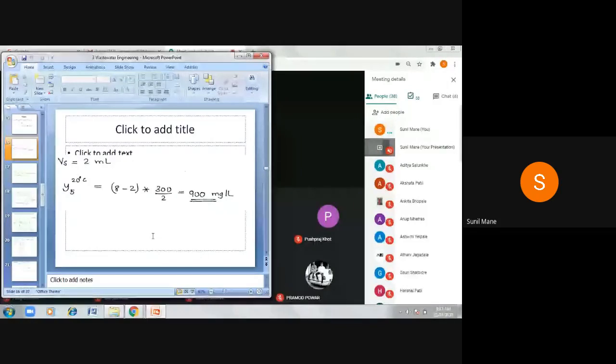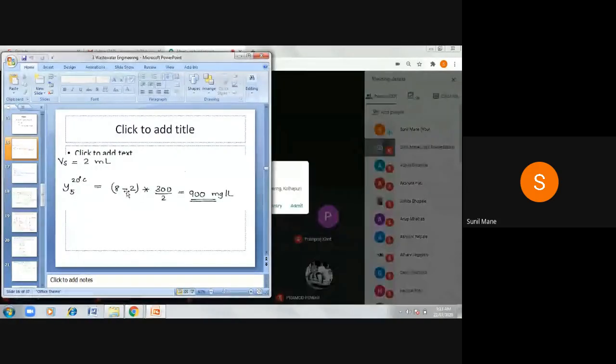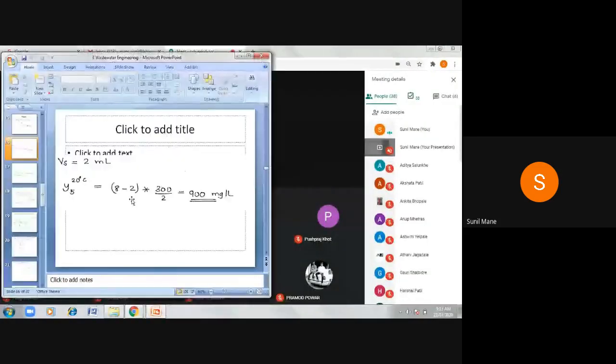The next problem is this one. In this particular problem, the direct answer has been given. The basic problem is: initial DO of the mix is 8, final DO of the mix is 2. That means this is the standard condition we are going for, that is 20 degrees Celsius and 5 days incubation. So we would be keeping that sample, and that sample is giving us this result: 8 milligram per liter initial dissolved oxygen, 2 milligram per liter dissolved oxygen after 5 days and 20 degree incubation.